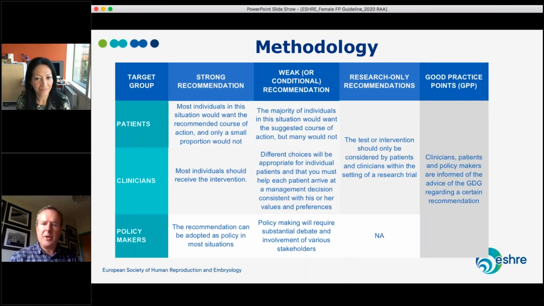So the weight of the recommendations come as either strong or weak, and may be applied to patients, clinicians, policymakers, depending on the level of evidence underpinning them. We also, of course, have research-only recommendations, and where there isn't sufficient evidence, but we think it's an important practice point, we highlight that, and as its name suggests, label it as a good practice point, a GPP, and you'll see that throughout. And clearly, those are areas where there's also more evidence and more research needed.